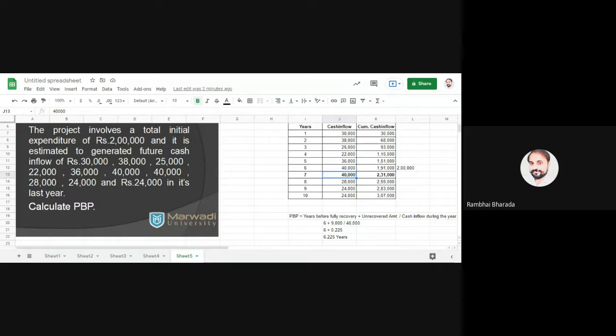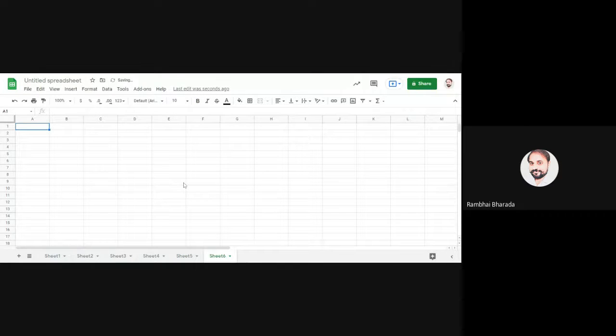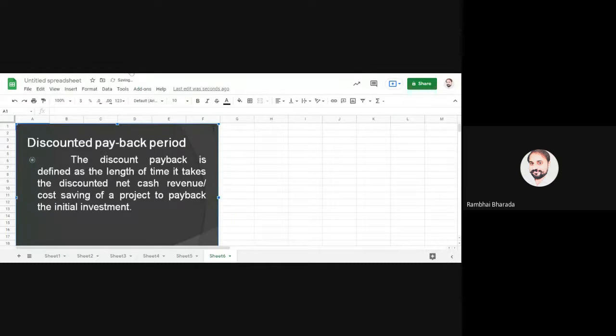Okay, write down the next title: Discounted payback period. Write down the title. Second method. First method is payback period. In a payback period, we have two types of sums: when the cash inflow is the same for all the years, and when the cash inflow is not the same for all the years, it's not uniform. Now we have method number two, discounted payback period. Write down the title.